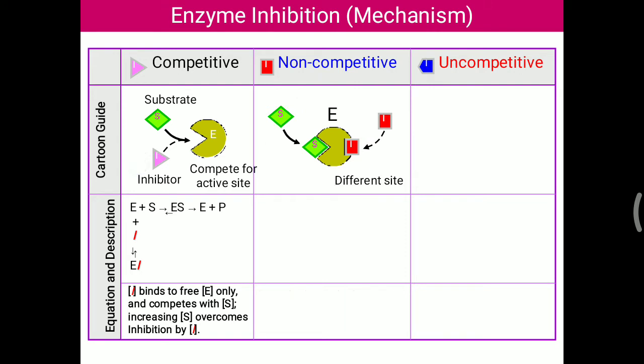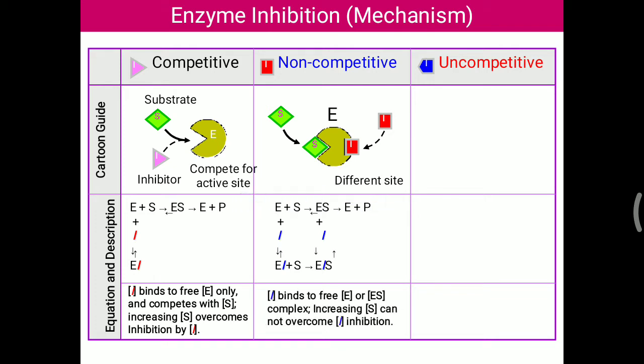When it attaches to a different site, it inhibits the enzyme from converting the substrate into the product. In detail, enzyme plus substrate makes the ES complex, and from that product is generated, but here the inhibitor attaches either to the enzyme alone, or it is also able to attach to the ES complex. So ultimately an enzyme-inhibitor-substrate complex will be generated, but product will not be generated. So the inhibitor binds to the free enzyme or the ES complex. Increasing substrate cannot overcome inhibition. So that is non-competitive.